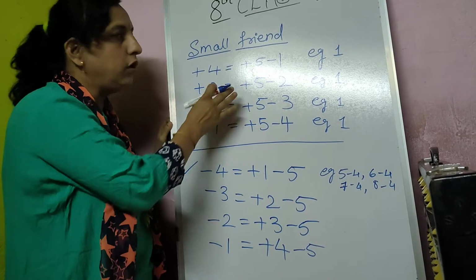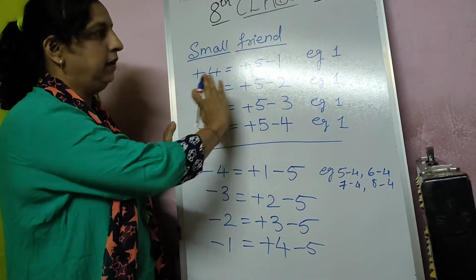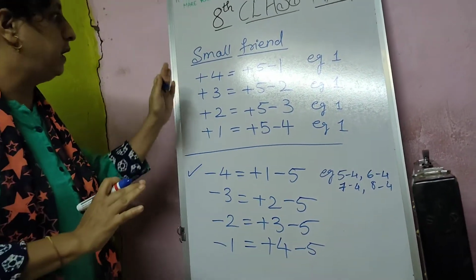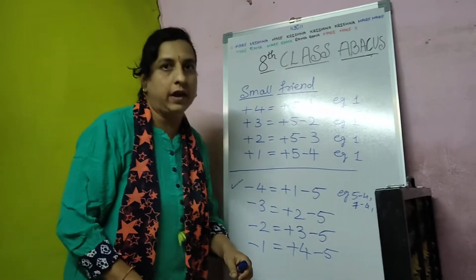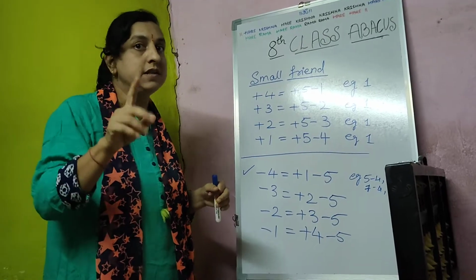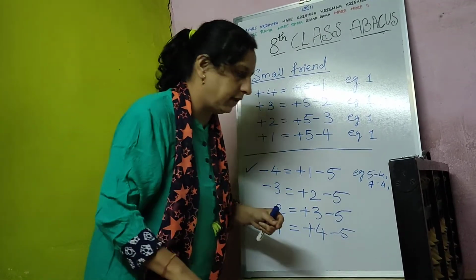-4. Okay, before that I will explain this a little bit. I will revise this +4, +3, +2, +1. Okay, if it is a long gap, go and study the 7th class once again.